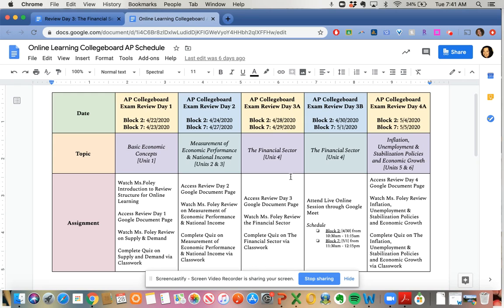We are required through school policy on the 30th, on Thursday, to meet from 10:30 to 11:15. And on May 1st, Block 7 is going to be moving from 11:30 to 12:15. That is because that syncs up with other teachers doing other lessons, so we have to stick to this schedule. If for whatever reason you cannot attend the live online session through Google Meet, there will be a recording there as well.